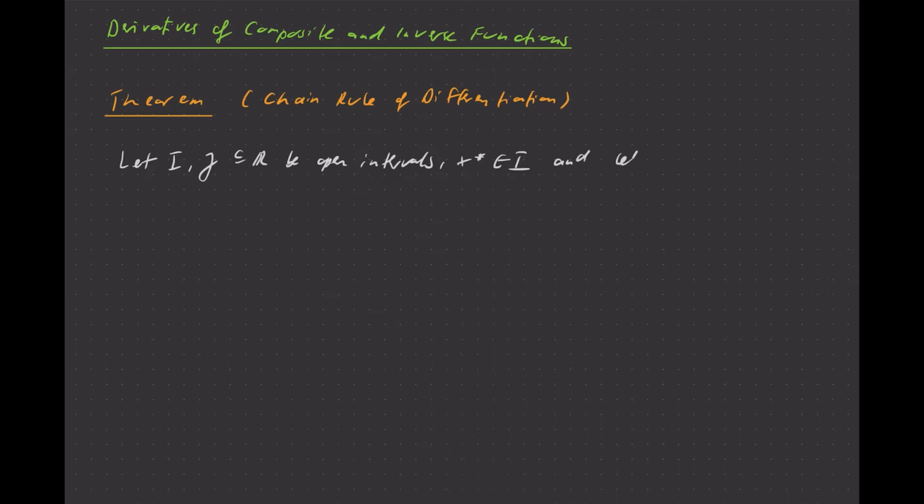And two functions. We start with g. That's going to be the inner function. So g will be a function that maps the interval I to another interval J. And f will then map the interval J to some set contained in R. So let those be functions such that g needs to be differentiable at the point x star. X star is in I, remember.